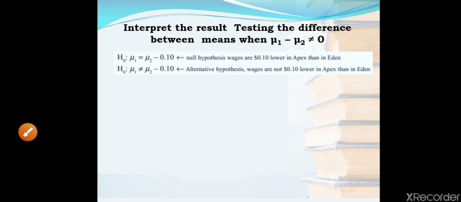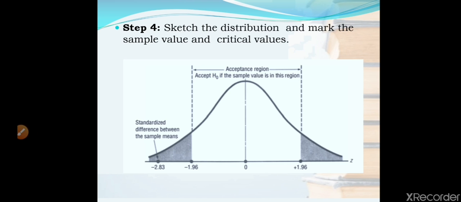So we will interpret the result. The hypothesized difference between the two means was 0, but our standardized difference between the two sample means lies outside the acceptance region. So we reject the null hypothesis of no difference and conclude that the population means differ.